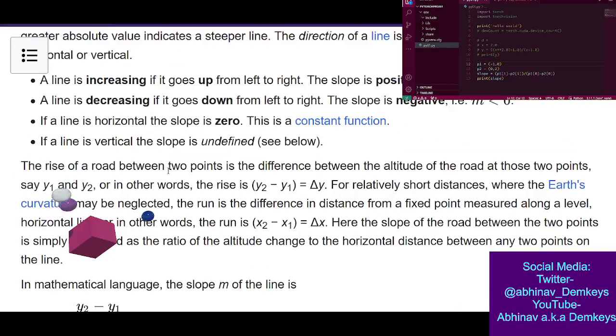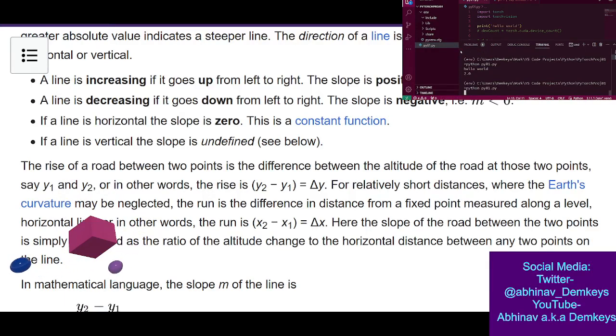And a line is decreasing if it goes down from left to right. The slope is negative, meaning m is less than 0. So if I just change the order of the operation here, then that would accomplish pretty much that. If I do this and this, I think it should give -2. Let's see if it gives -2. What is this? Oh shit, dude.